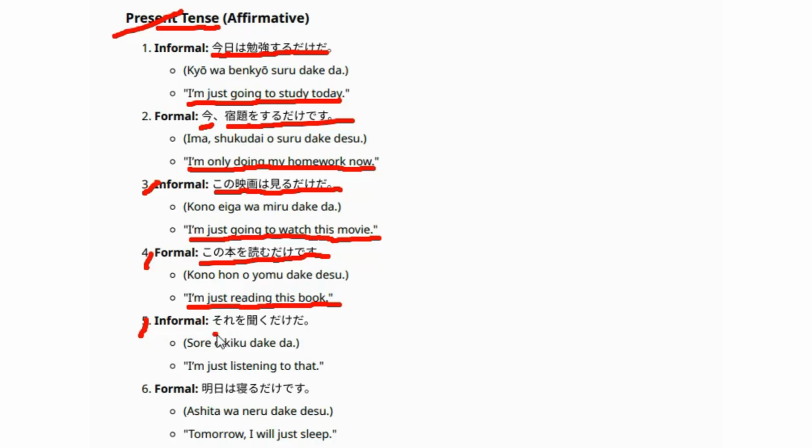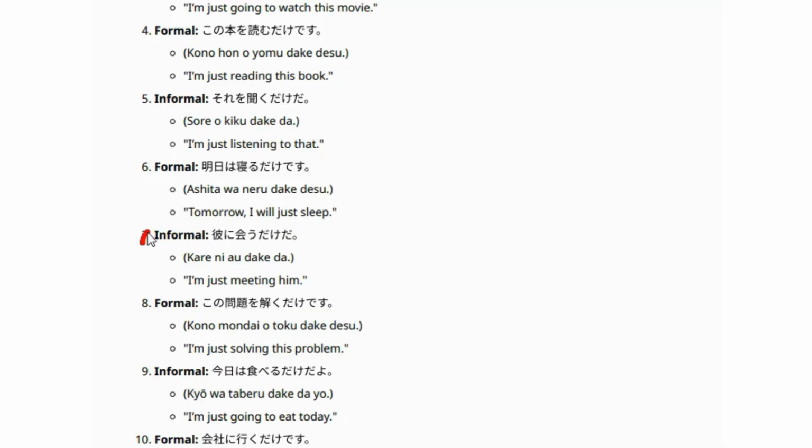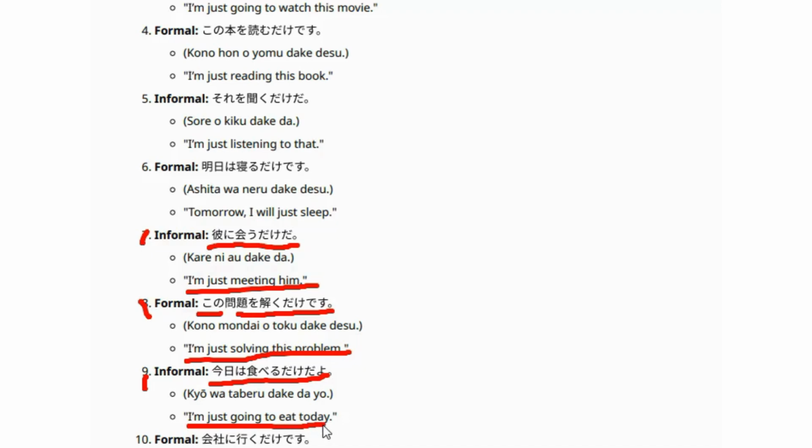The next is sore o kiku dake de, which means I am just listening to that. The next is ashita wa neru dake desu, which means tomorrow I will just sleep. The next example is kare ni au dake da, which means I am just meeting him. The next is kono mondai o toku dake desu, which means I am just solving this problem. The next is kyou wa taberu dake da yo, which means I am just going to eat today.